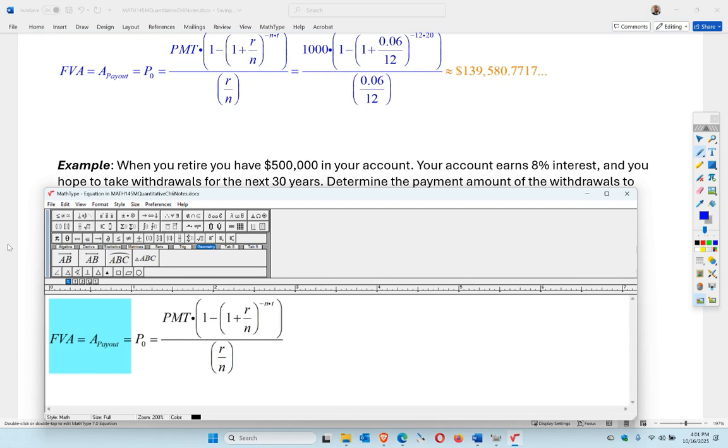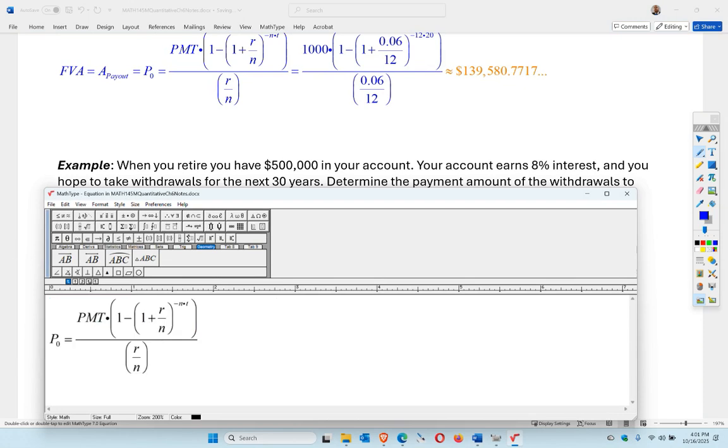Just going to keep P0 as a nice little variable there, because that'll be our initial amount in the account, which is the $500,000, correct? All right, so we'll do a little multiplier here, and we'll do a ratio. So we're going to put this one on top.